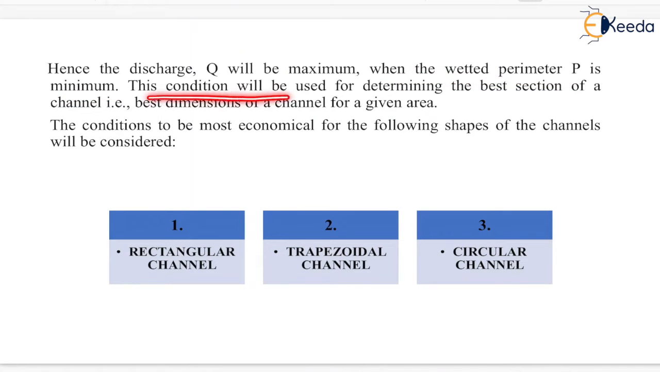This condition will be used for determining the best section of a channel, that is best dimension of a channel for a given area. Now the conditions to be most economical for the following shapes of the channels will be considered, that is rectangular channel, next one is trapezoidal channel, and the last one is circular channel.